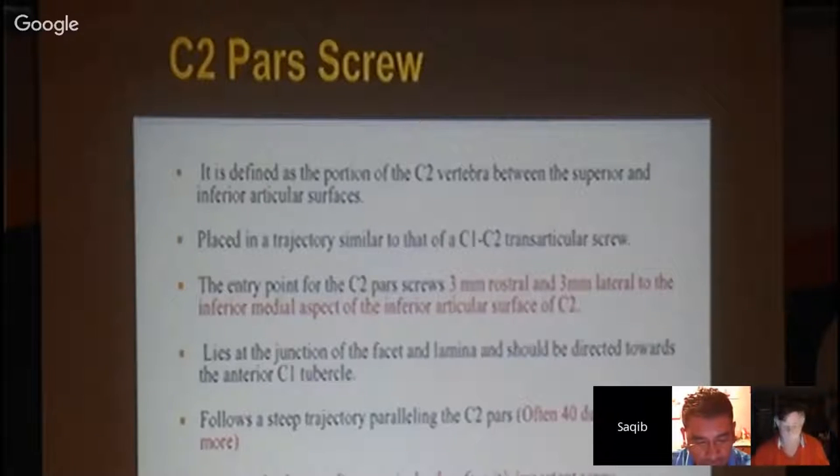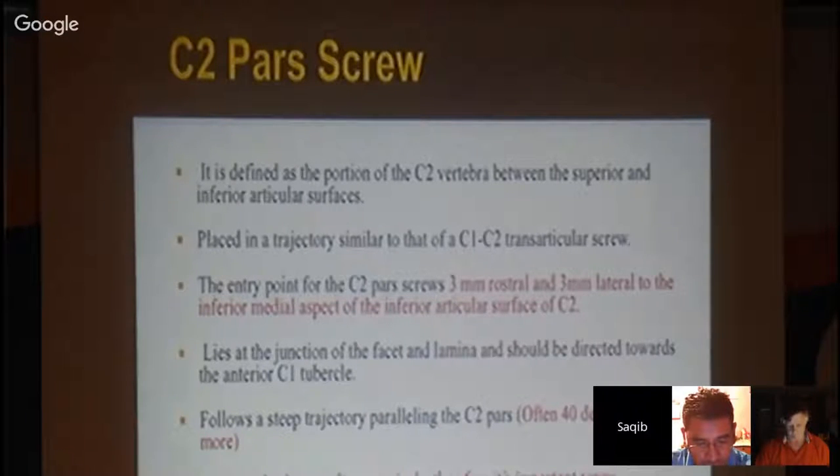So if you look at the screws, the C2 pars screw is placed in the portion of the C2 vertebra between the superior and inferior articular surface, just like in the lumbar spine. And it is placed in a trajectory similar to Magerl's transarticular screws. The entry point for C2 pars is 3 millimeter rostral, so coming down, and 3 millimeter lateral to the anterior medial aspect of the anterior articular surface of C2. So it's quite simple when you're putting in pars screws.